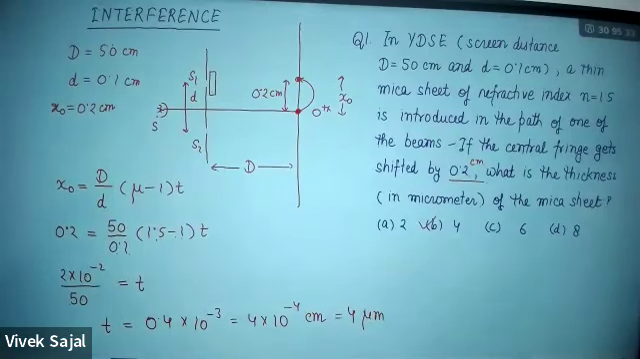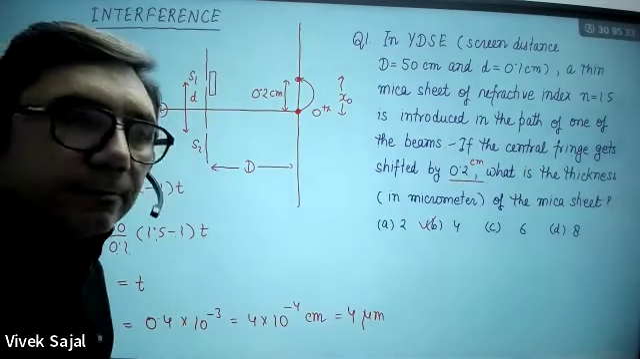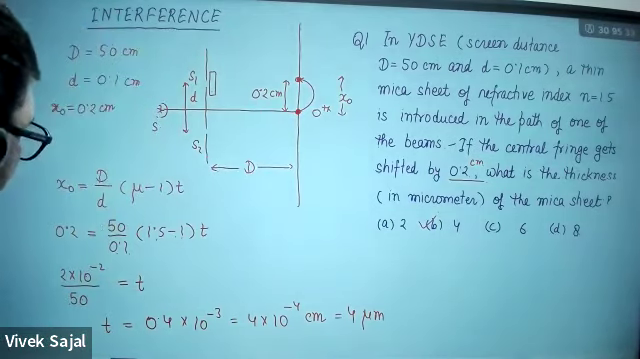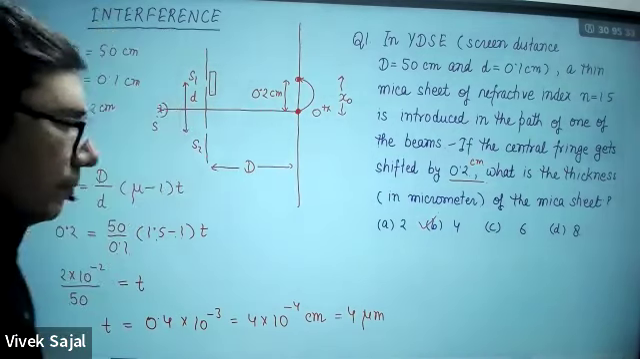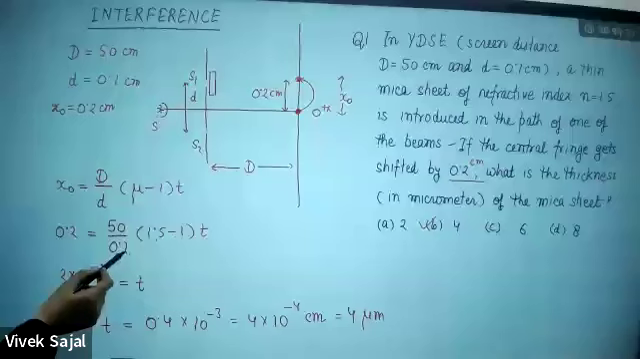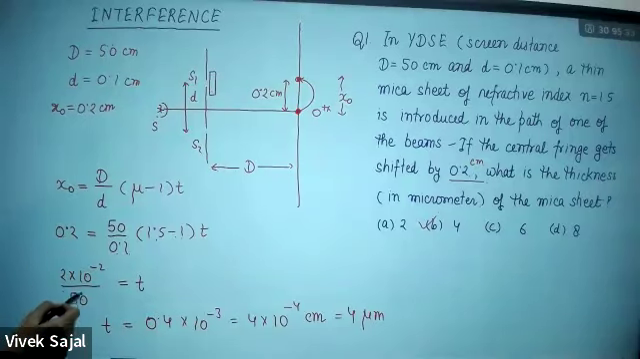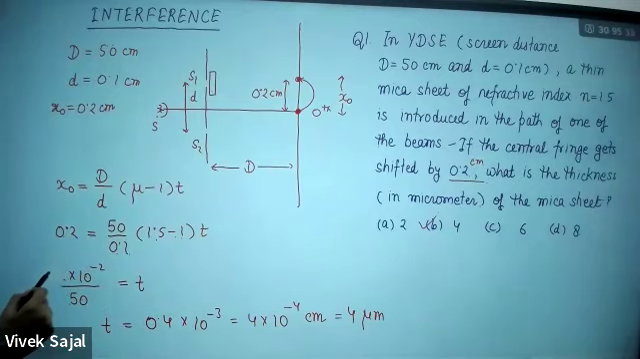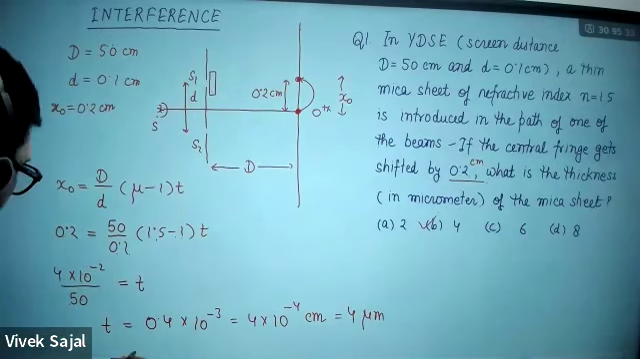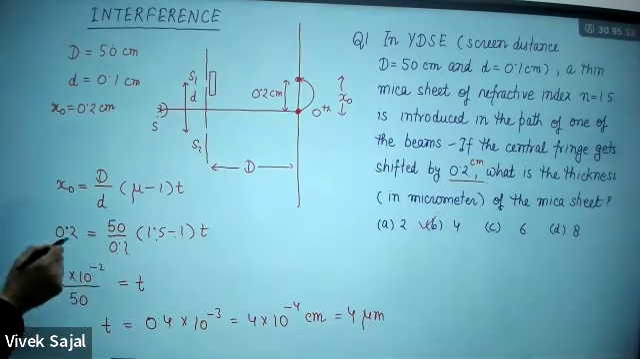Excuse me, sir. Yes, beta, please. So 1.5 minus 1 will give 0.5. And 0.5 is 1 by 2. So this will be 0.2. 0.2 into 0.2. This will be 4 into 10 to the power minus 2. Yes, this should be 4. You are correct. So this should be 0.8, na? You are correct. So this will be 0.4.